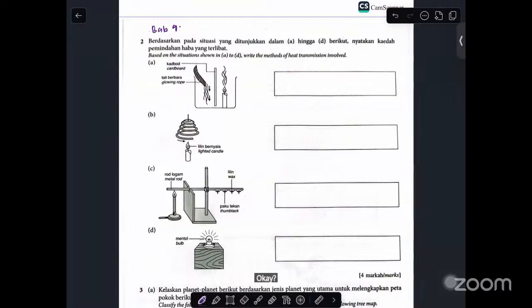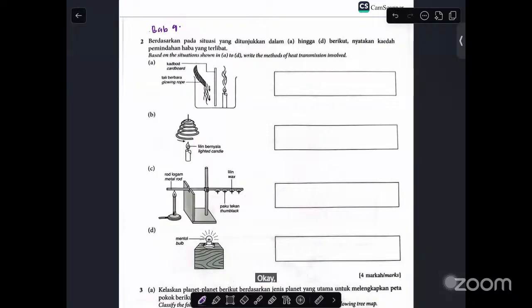Okay, ini adalah conduction, sinaran. Ingat tak? Conduction, radiation. That one. Okay. Try dulu, pelajar. Oh, baru belajar today. Okay, never mind. Try dulu. If you don't know, never mind. Kita akan buat. We will do it together.